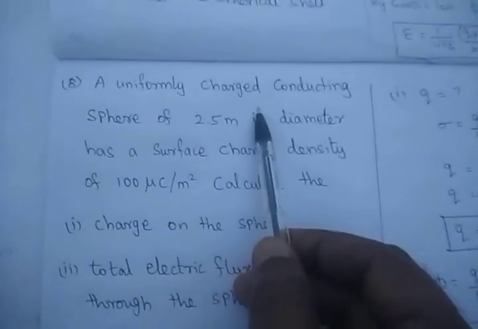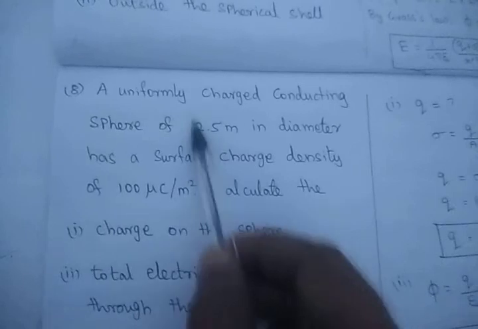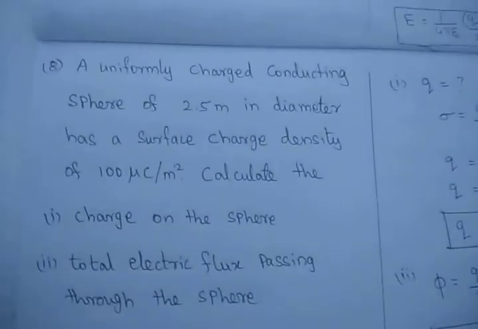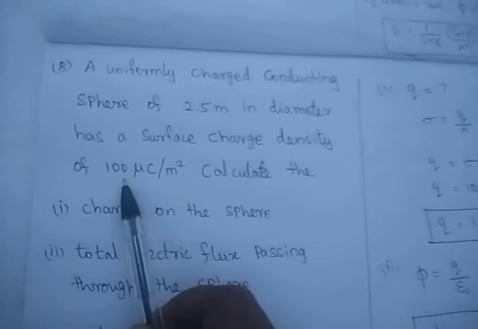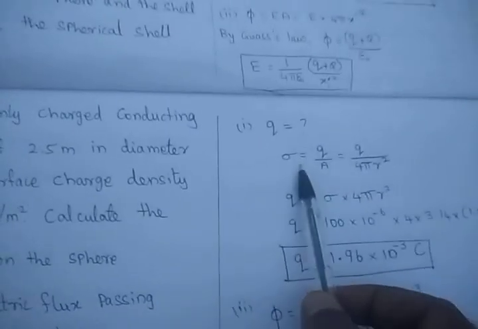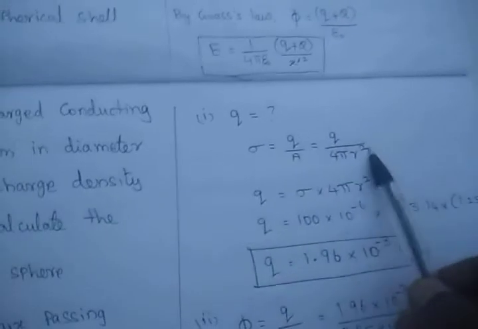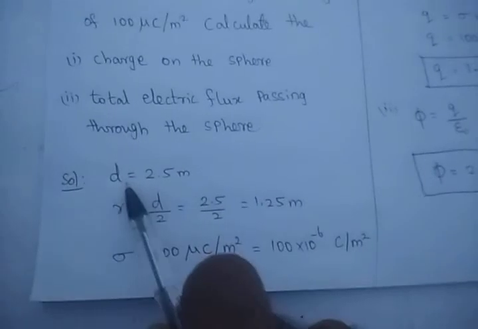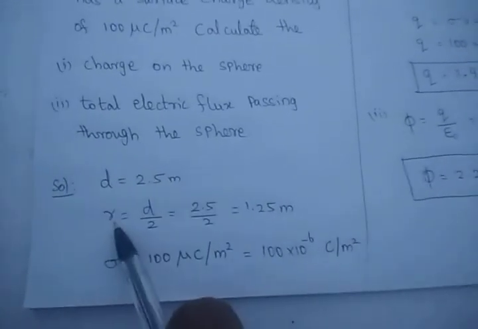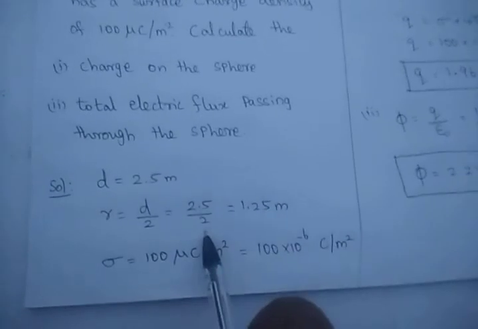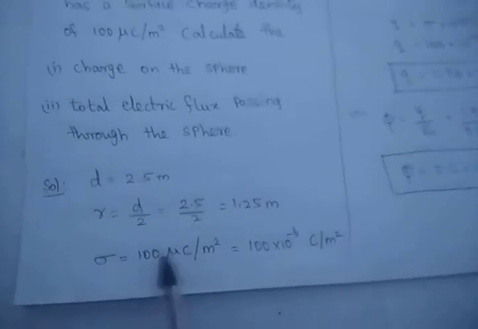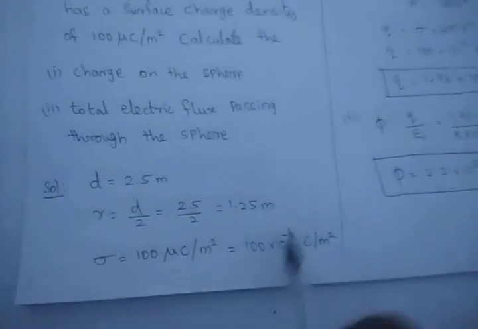A uniformly charged conducting sphere of diameter 2.5 meter has a surface charge density sigma, which is given as Q by A. The area of the sphere is 4 pi r squared. That is the given data we are writing. The diameter is 2.5 meter, so the radius of the sphere is diameter by 2, which is 2.5 by 2, that is 1.25 meter. The surface charge density is 100 microcoulomb per meter squared. Micro means 10 power minus 6, so we put 100 into 10 power minus 6.